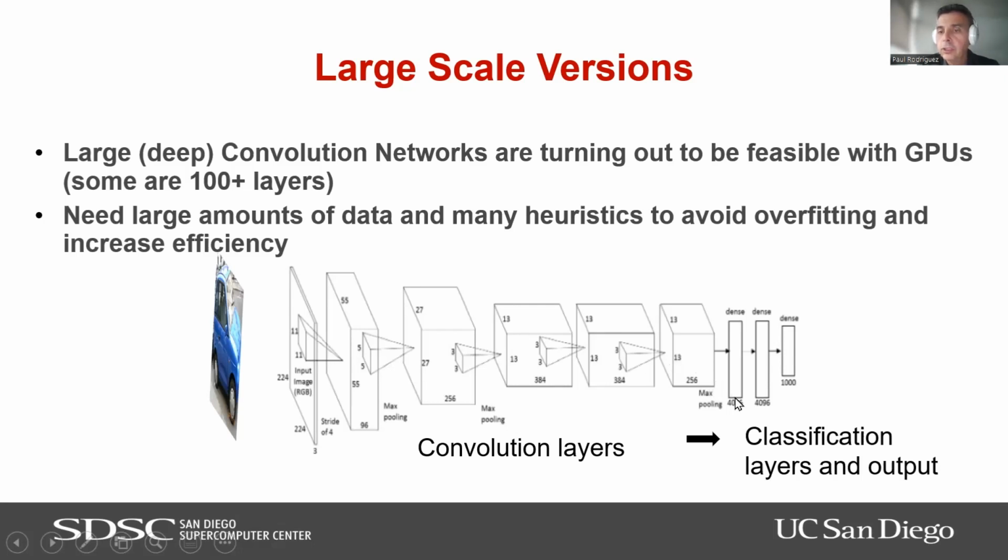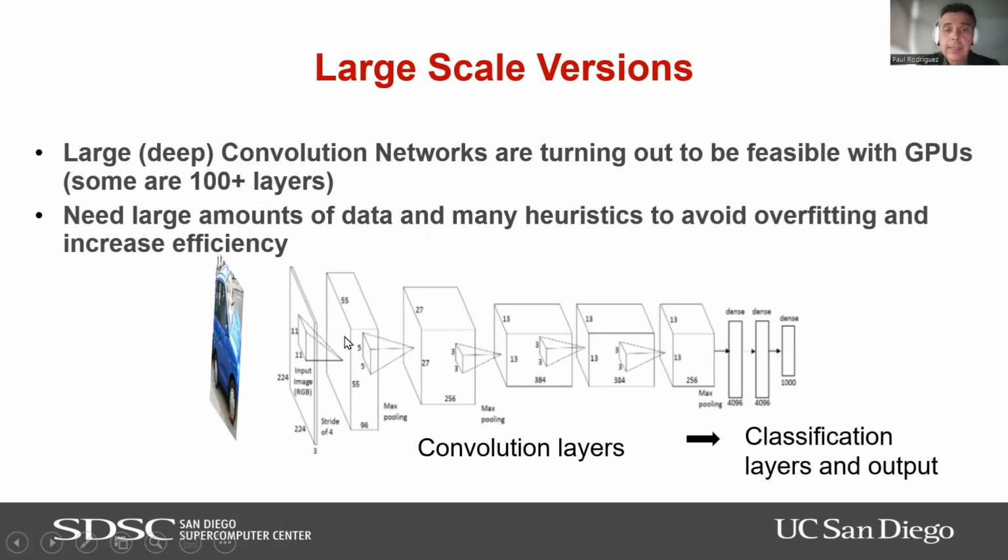And at the end, though, you're going to do a classification task. So that means you're going to take your final convolution layer, you're going to flatten it and present it to essentially a multi-layer perceptron. And in this example, this was applied to an image recognition problem with 1,000 objects.